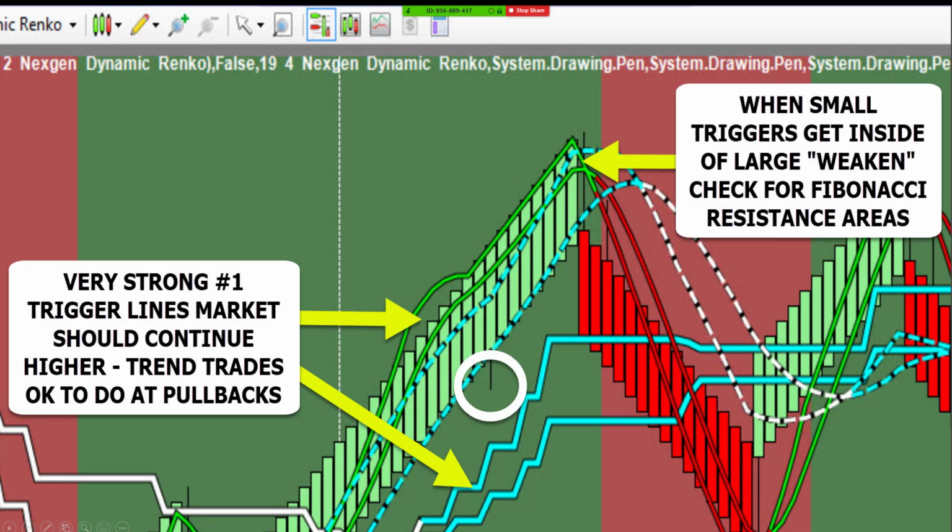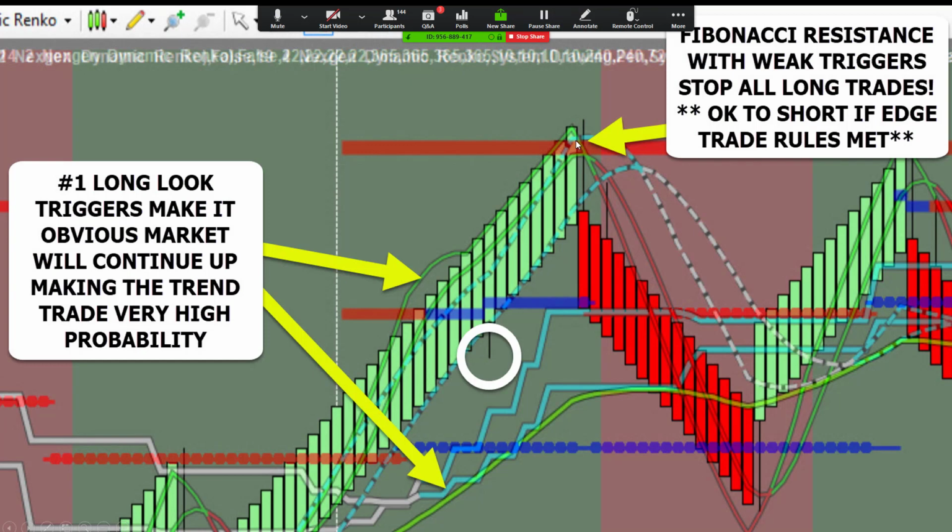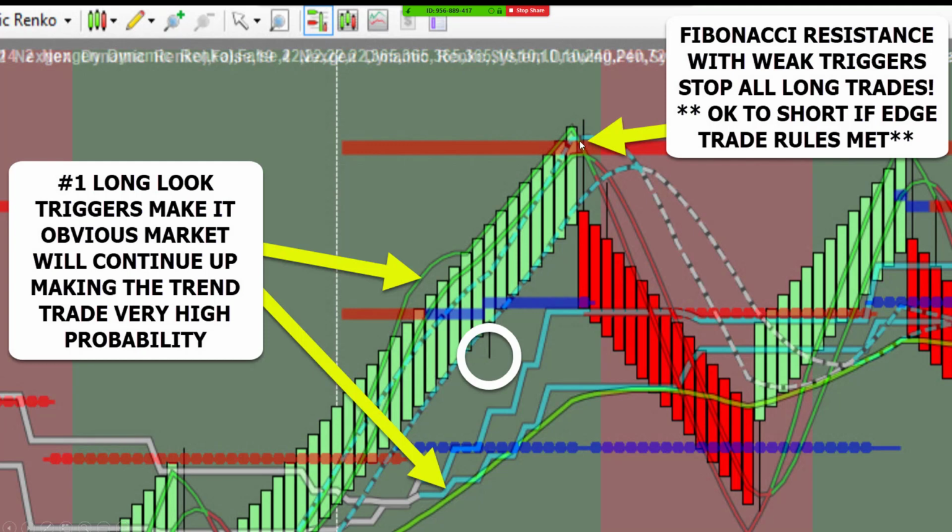So look, I put the two together. These are real fibs, and I superimposed everything together so you could see it together, just so you can get a good understanding of what we do. You get to resistance, it's not going to hold. When the triggers get past it, you're going to buy a pullback until you get to the next resistance. When you get to the next resistance, if the triggers are inside of each other, it's going to go the other way.